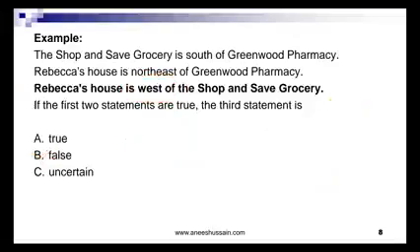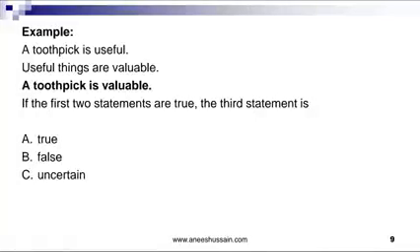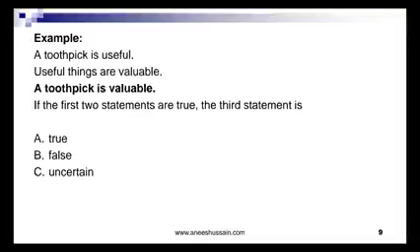Okay जी. Last kind of question जो इसमें आता है वो इस तरह का आ सकता है. A toothpick is useful and useful things are valuable. This is similar to analytical section that we did before. So a toothpick is useful and useful things are valuable. तो इसको valuable लिख सकते हैं.